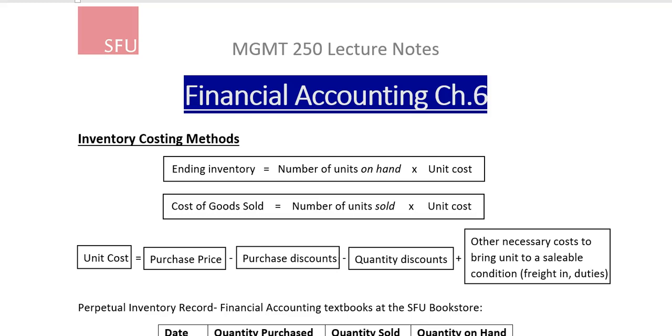Chapter 6 is all about inventory costing methods. So you see a couple of formulas here right off the bat. The value of ending inventory is equal to the number of units on hand times the unit cost. So this is the cost of each unit. The cost of goods sold during a period is the number of units sold during that period times the unit cost.